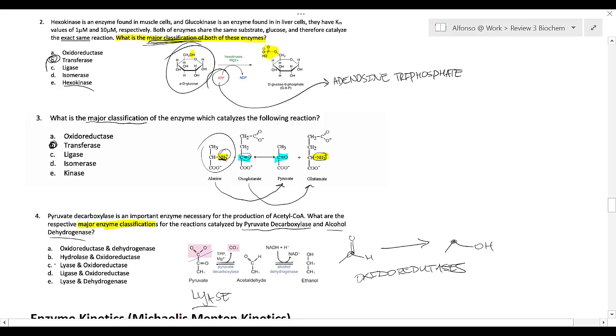Some of you may ask, why isn't it B? Well, pyruvate decarboxylase doesn't use water to cleave, so therefore it's not a hydrolase. Why isn't it E? Well, pyruvate decarboxylase is a lyase, but alcohol dehydrogenase, the major enzyme classification, is an oxidoreductase, not a dehydrogenase. This right here is not a major enzyme classification.